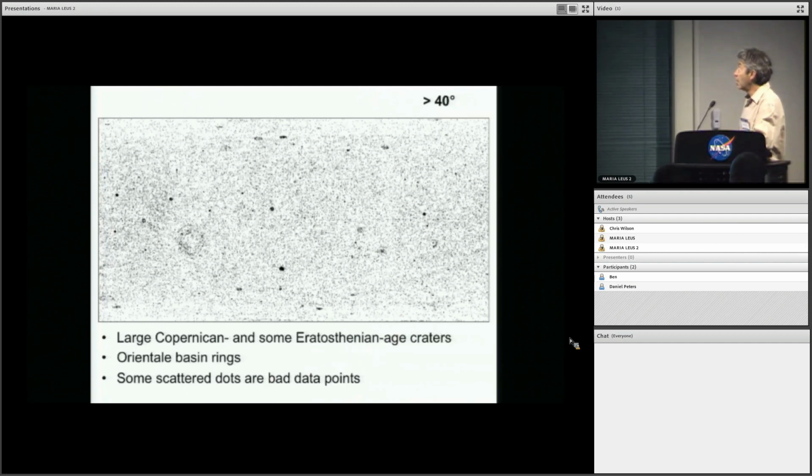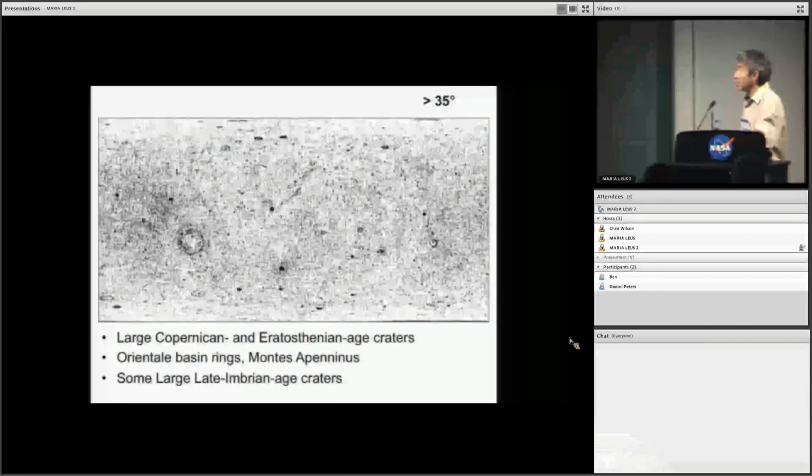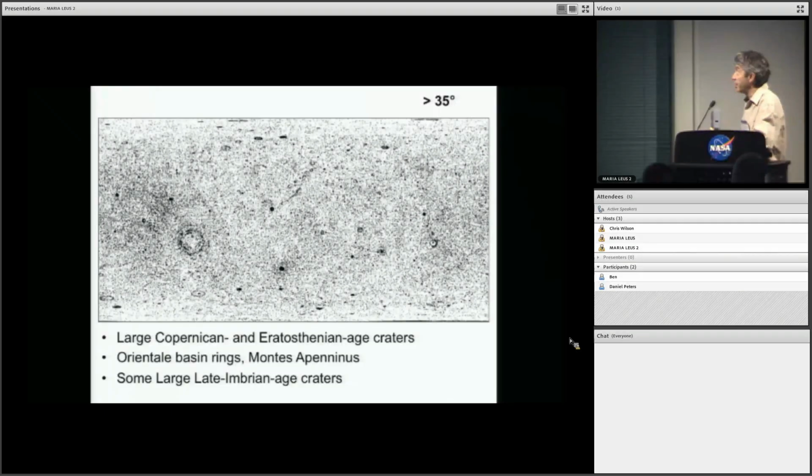If we consider more gentle slopes, 40 degrees, here we start seeing other features. Somewhat older Eratosthenian age craters, as well as Orientale Basin. For even gentler slopes, we clearly see all Eratosthenian age craters, and we start seeing some late Imbrian age craters. Imbrium, for example, this one.